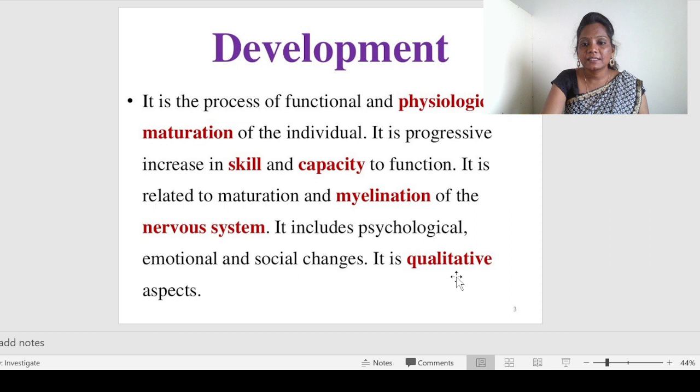This can be seen by observational skills. So it is a process of functional and physiological maturation of the individual. It is a progressive increase in skill and capacity to function, and it is related to maturation and myelination of the nervous system. So it includes psychological, emotional, and social changes. So it is a qualitative aspect. So this is about development.